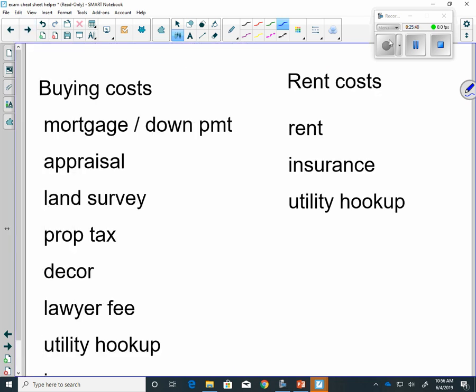One of the questions might be, what are some advantages to buying? Or what are some extra buying costs? When you're talking about buying a home, you have to pay the mortgage, the down payment, the appraisal, and the survey, not, what's his name, the bald guy that does Family Feud? Not that kind of survey.